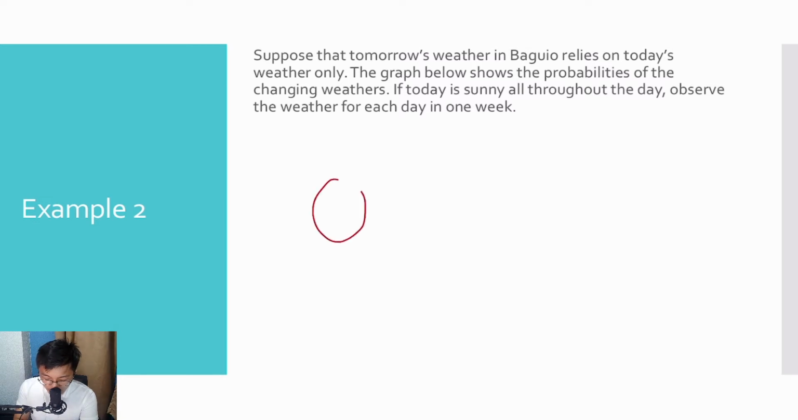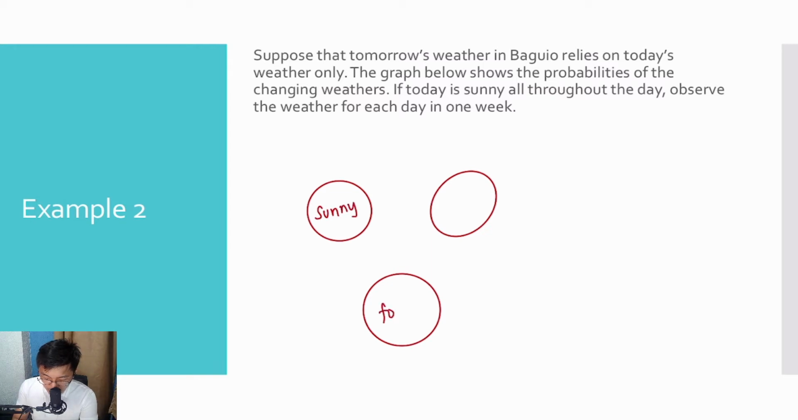So we have three weather types. We have the sunny, the foggy, and the rainy. So if today is sunny, there's a 60% chance that tomorrow is sunny, 20% chance that tomorrow is rainy, and 20% chance that tomorrow is foggy.